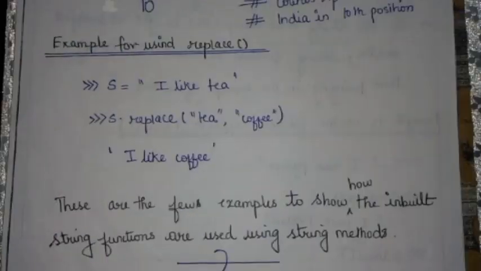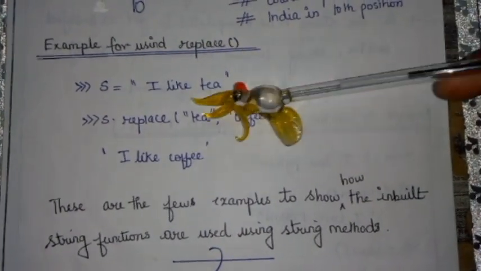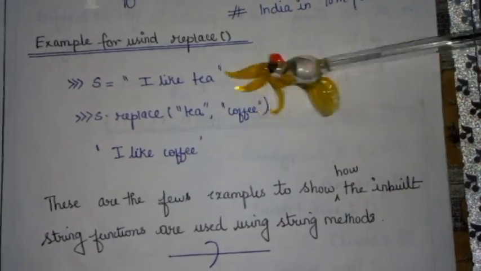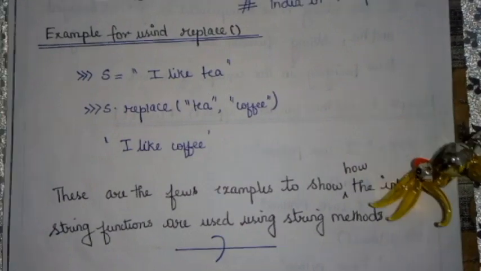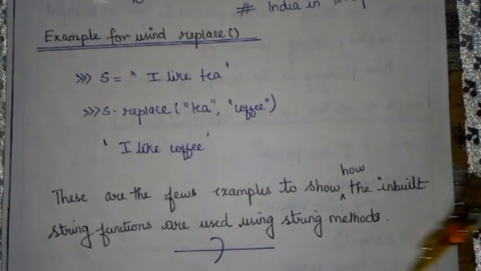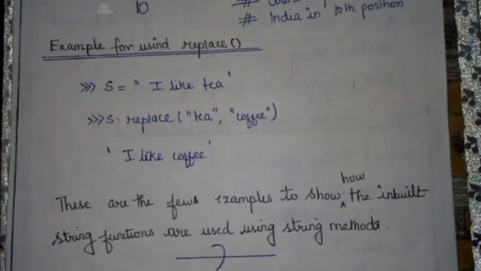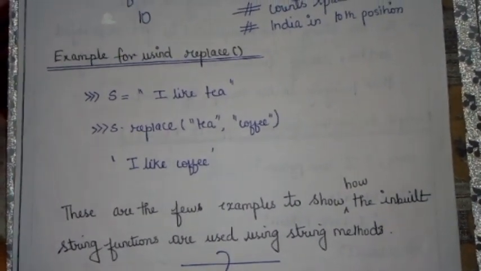Okay, and now I'm going to use the replace example. s is equal to I like tea, s.replace tea with coffee, so it gives me an output: I like coffee. So these are a few examples to show how the inbuilt string functions are manipulated using string methods. Okay, so this is the explanation for string functions and string methods.